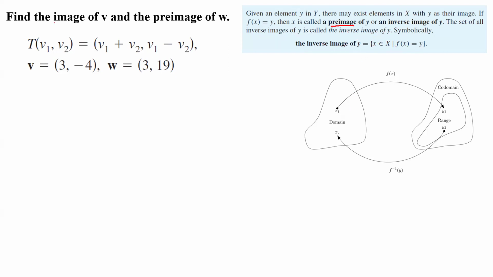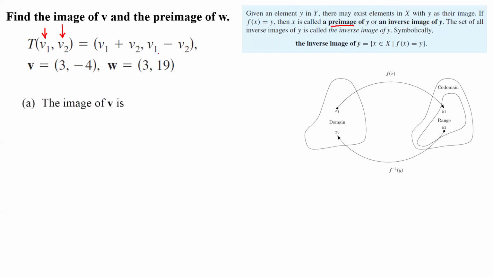So in this question, we are going to find the image of v and the inverse image or pre-image of w. The linear transformation defined for us is T of v1 and v2. It takes the first and second component, and it gives us v1 plus v2, and the second component that it creates is v1 minus v2.